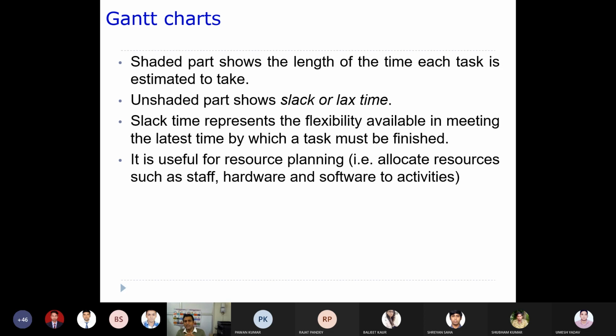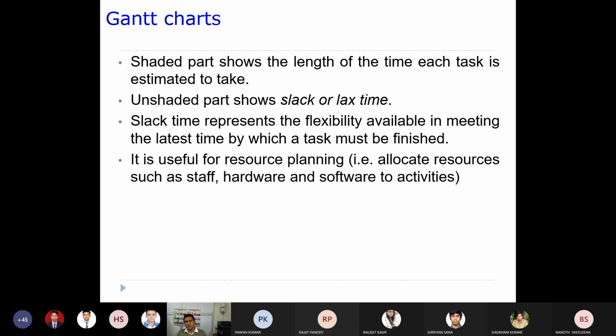The unshaded part shows the slack time. I told you, if any activity has any slack time, that should be marked. Previously we calculated that slack time, and if it is there, it will be represented by an unshaded part. Let's say a task takes 1 month to finish and has 2 days of slack time. The shaded part will say 1 month, and the 2 days will be represented through the unshaded part.